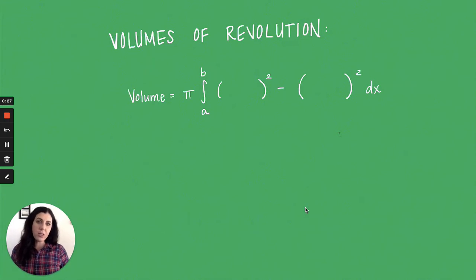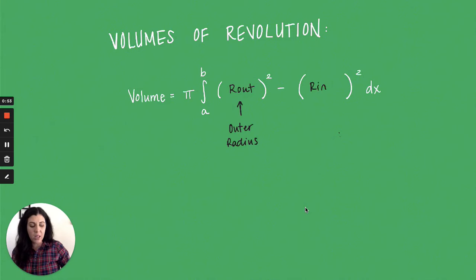And I always recommend starting with this, so that you have the bones of the equation. So the parentheses squared minus the parentheses squared. It's really easy to forget a minus sign or a squared or something. In this first equation, you're going to have your R out, which stands for your outer radius. And I'll explain what that means in a second. So you're going to have your outer radius, and then you're going to subtract the squared of your R in, which is your inner radius.